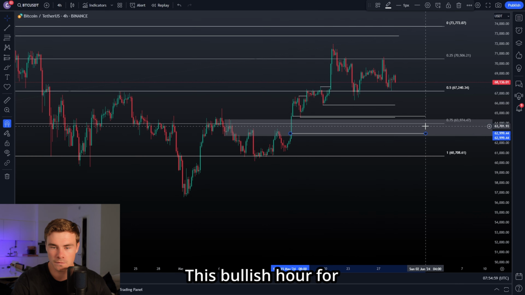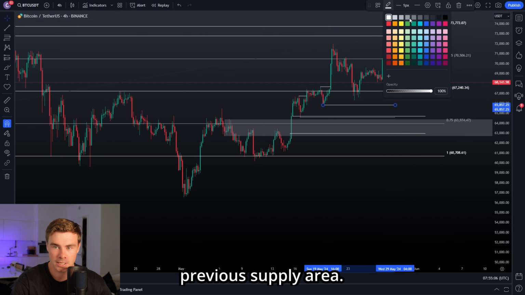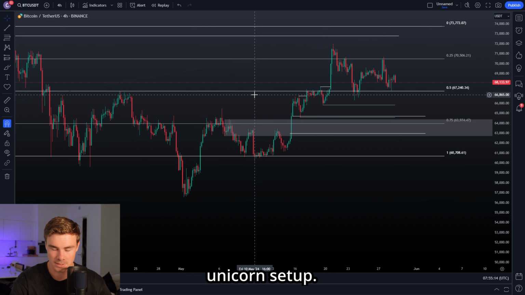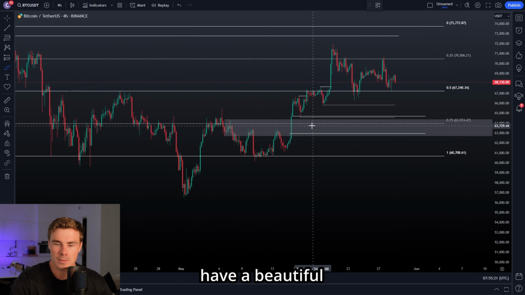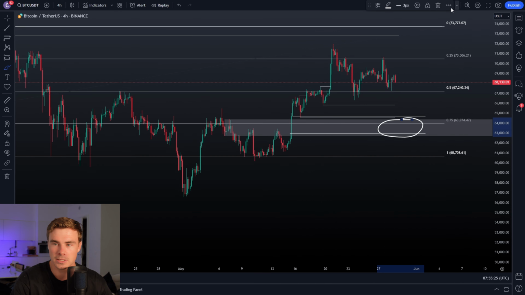This bullish hour 4 fair value gap is super interesting because it exactly aligns with that previous supply area. The supply should now turn into demand, which is what we call a breaker block. If a breaker block aligns with a bullish fair value gap, it's what we call a unicorn setup. It's a high probability breaker block, which means that for now, it looks like we have a beautiful inducement over here that is being formed above this high probability breaker block.